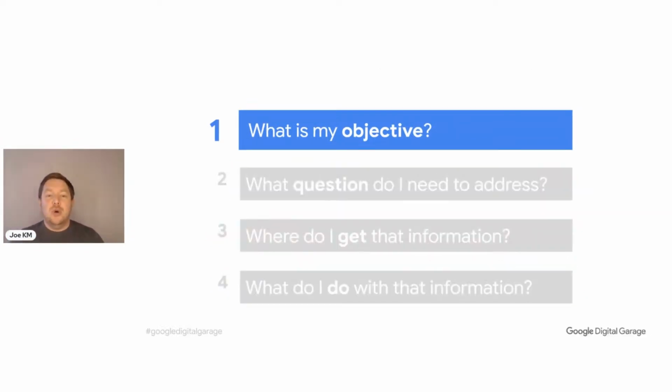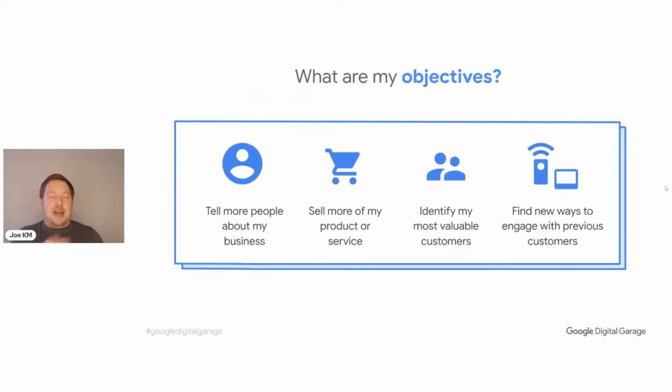First of all, what is my objective? When we consider this, let's take a step back. Once we've taken a step back, we can then start to think, what is it that I am looking for here? Is it to tell more people about my business? Because if it is, we need to ask a different set of questions. We need to think about what we're looking for differently.